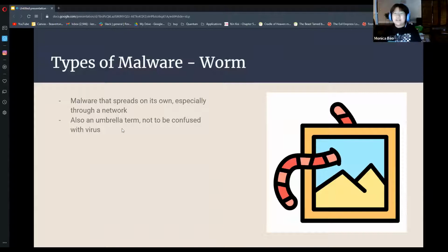Okay, now we're going to move on to the worm. So this is kind of the same coin, opposite sides of a piece of malware, where instead of a virus, which is spread through human activity, it spreads on its own, especially through a network. And it's also an umbrella term, but not to be confused with virus. They're basically self-replicating viruses that exploit security vulnerabilities. So it automatically spreads itself across computers and across networks.